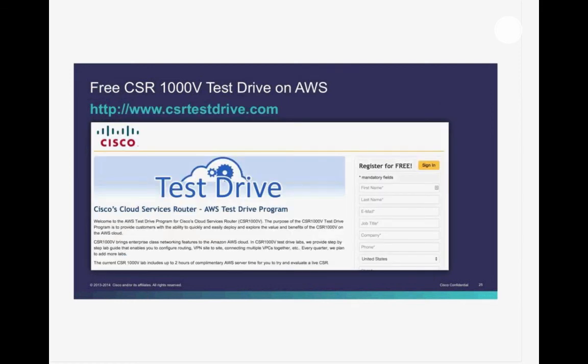Next is a really interesting one. We have a test drive set up on Amazon Web Services. What the test drive is, it's kind of like a sandbox environment where you get a free set of resources for a given amount of time that's provided to you by Amazon and by Cisco. So you can go in, provision a demo environment with a CSR in it, log into it, play around with it, see what it does for a given amount of time, and it's totally free. You don't have to pay anything for it.